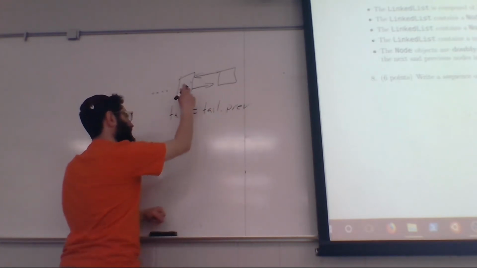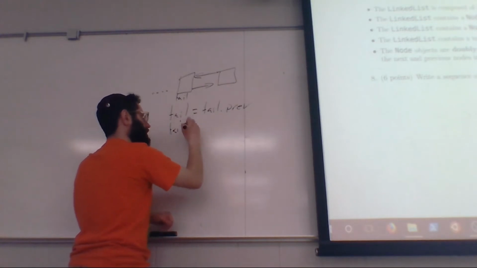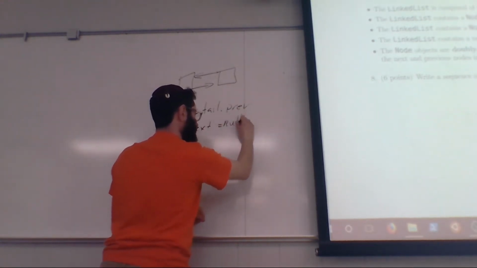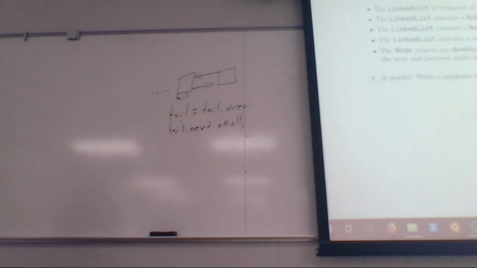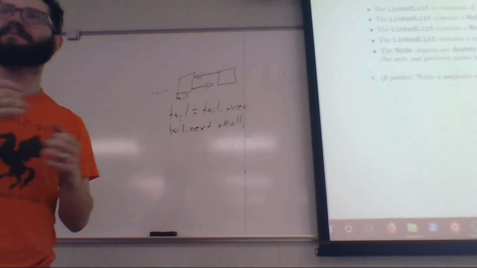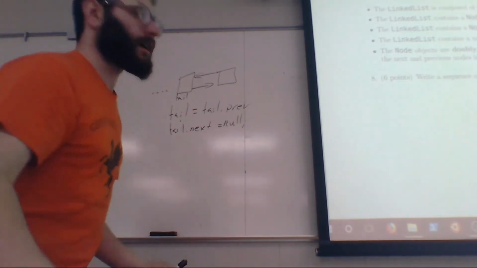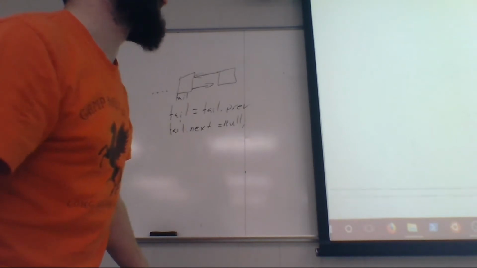So I need to make sure that the new tail doesn't have anything pointing after it. So then I go tail dot next is equal to null. That's all I needed for this problem. It's not actually that hard. On the exam, you'll have the inverse of this problem, which is I give you some code, please draw what happened. And you're allowed to do that in multiple steps.